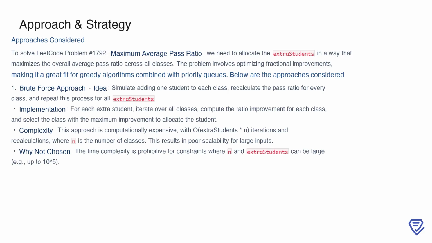While this method is intuitive, its computational cost is quite high. Specifically, for each extra student, you need to iterate through all classes, calculate the improvement for each, and then allocate the student accordingly. This results in a time complexity of O(extra students × number of classes), which becomes infeasible when the constraints allow both values to be very large, like up to 100,000. For this reason, the brute force approach is not practical for solving the problem efficiently and was not chosen.